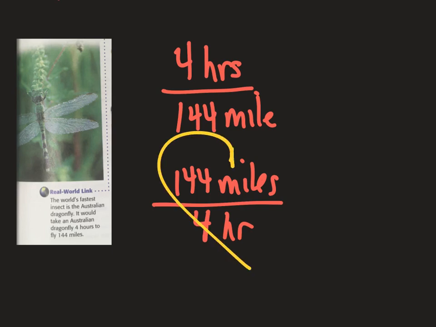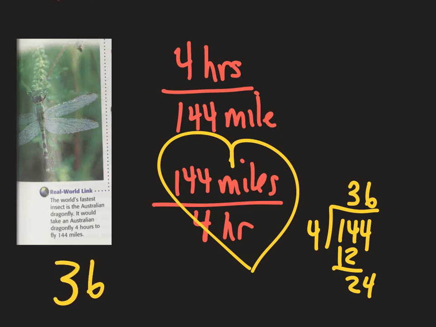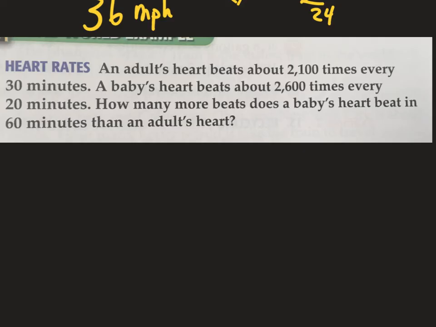Miles per hour. So we have to divide, and I can't do that in my head, so I need some scratch work. 4 is going to go into 14 3 times, and 24 6. Boom. My answer is 36, but what's my label? My label is miles per hour. Have you ever seen it written like that? MPH, miles per hour.